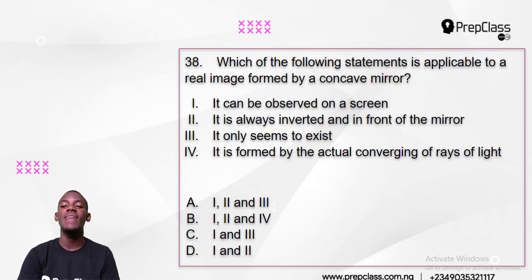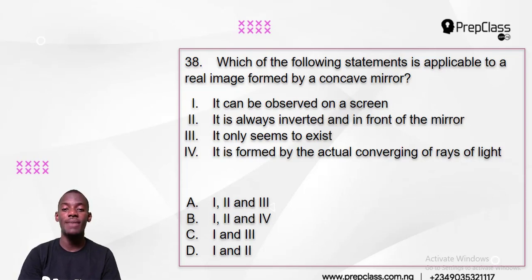Which of the following statements is applicable to a real image formed by a concave mirror? 1. It can be observed on a screen. 2. It is always inverted and in front of a mirror. 3. It only seems to exist. 4. It is formed by the actual converging of rays of light.